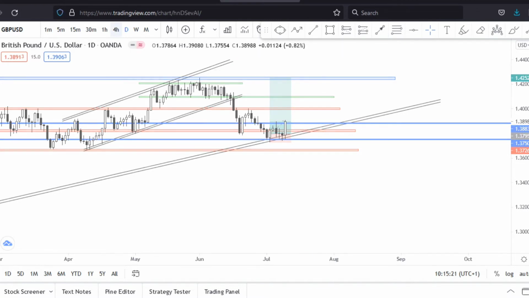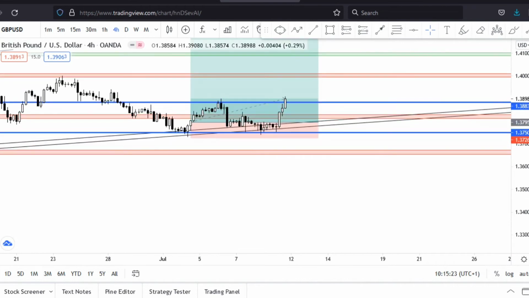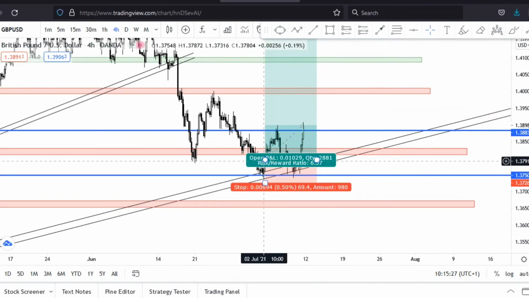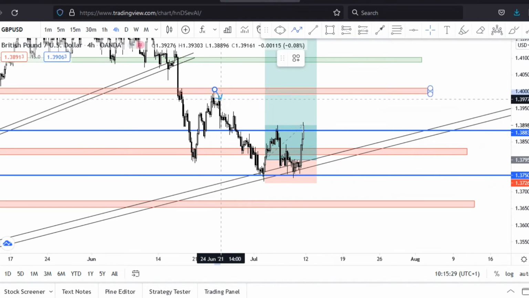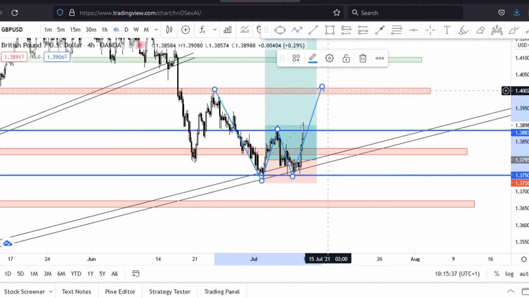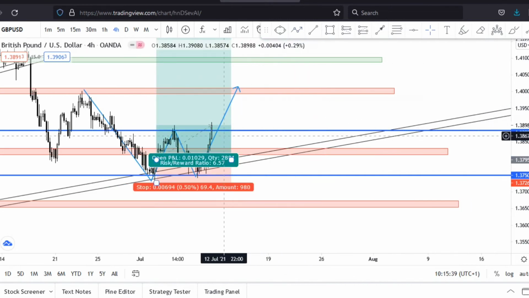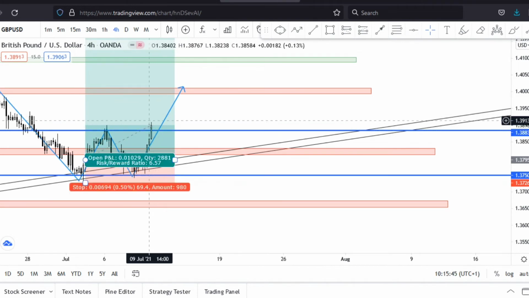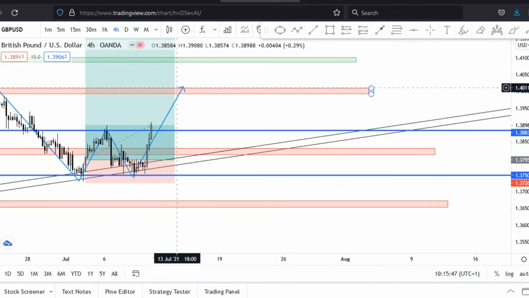Now, if we go down to the 4-hour time frame, we can see even more clearly that price went down here to form this double bottom pattern, which we know is a bullish pattern, and we're expecting that price will continue to the upside following the break of this resistance level over here. So because of the break and closure over here, I'm expecting this upcoming week a continuation to this 1.4 level.